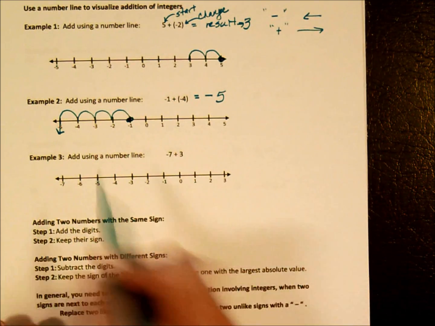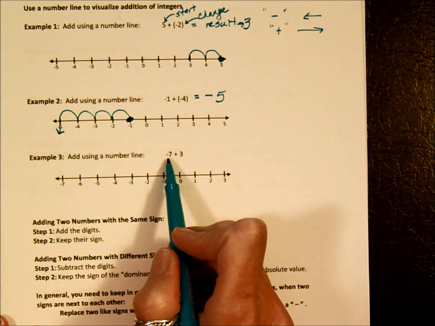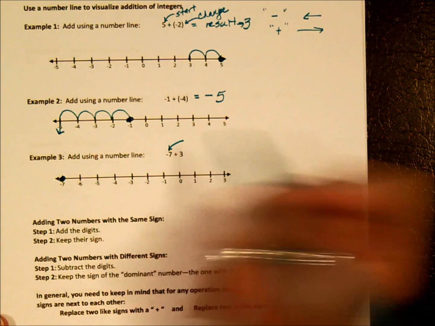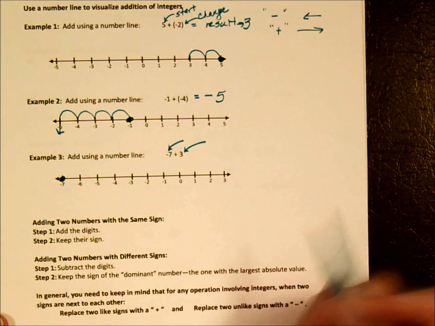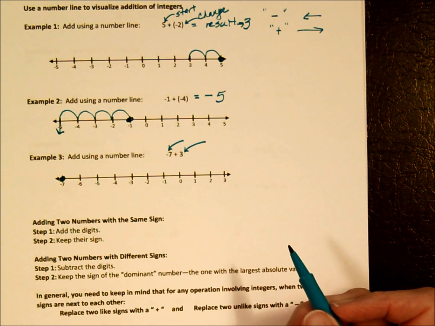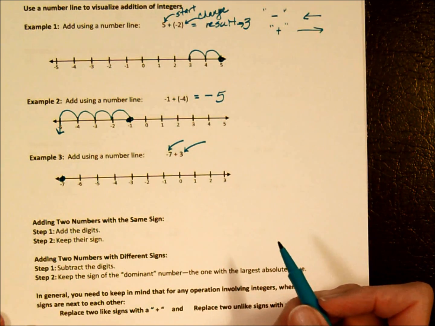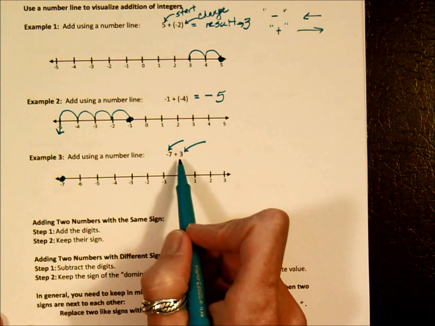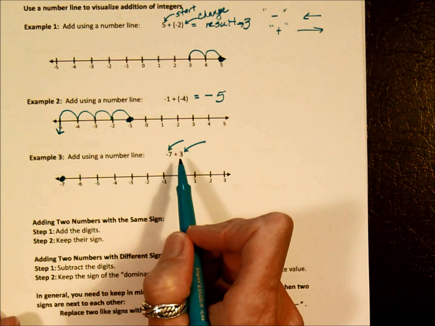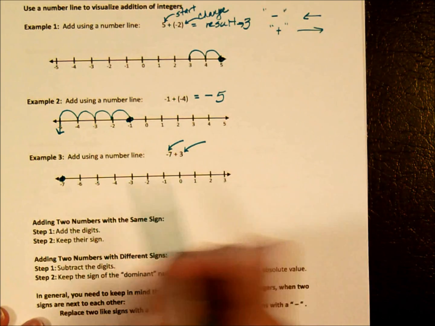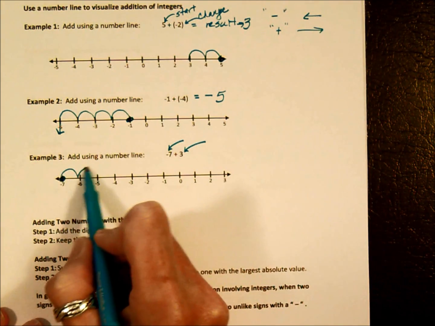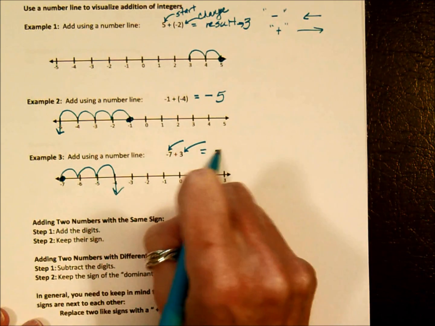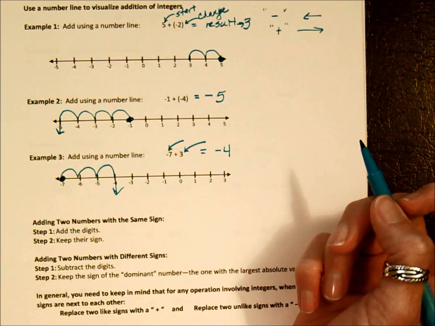In example 3, we start at negative 7, that's our start number. Our change number is a positive 3. Notice that we don't put plus positive, we don't put double positives there, but we know that if the 3 doesn't have a negative in front of it, it's implied in the positive direction. So we're going to start here and go 1, 2, 3, and look at where we landed. We landed at negative 4.